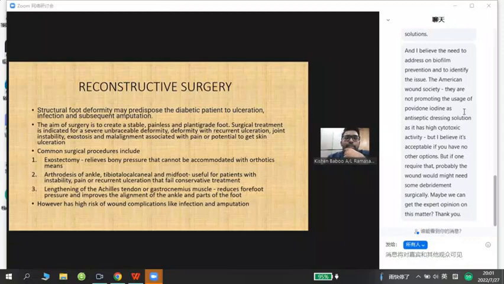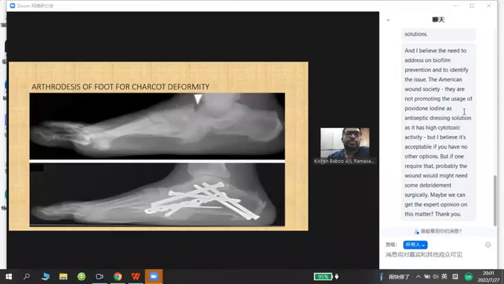However, because the patient already has a high risk of developing new wounds, and also due to their peripheral vascular disease, there's a high risk of wound complications like infections and amputations. Therefore, reconstructive surgery is not commonly done. This is an example of arthrodesis of the foot for Charcot arthropathy, where they use screws to stabilize the ankle and the bones inside your foot.